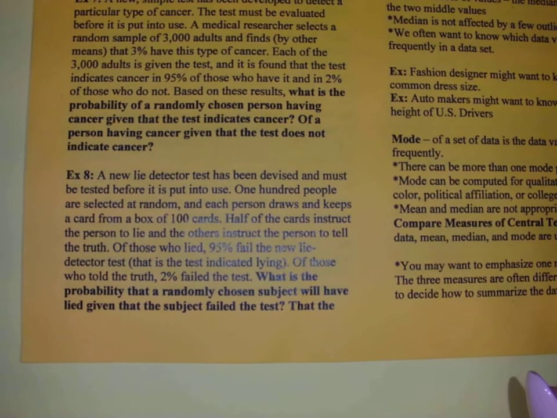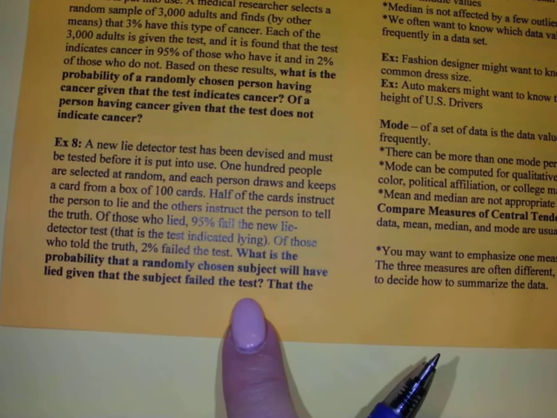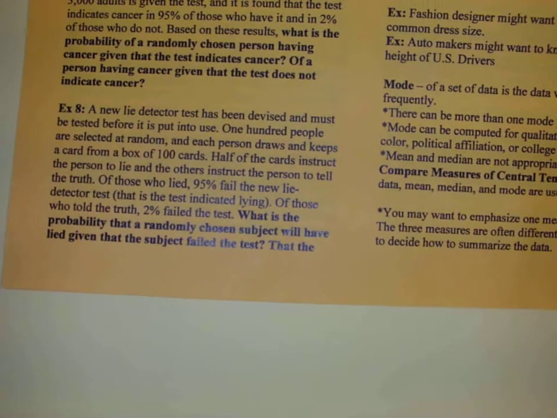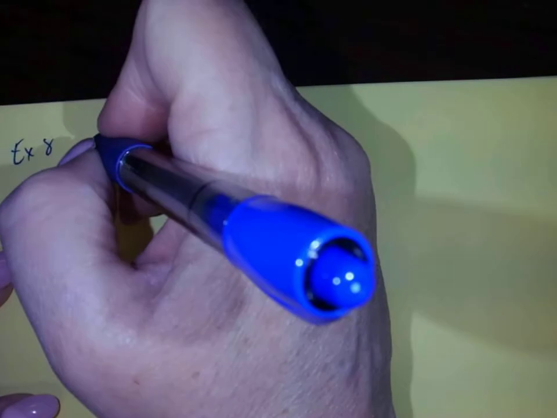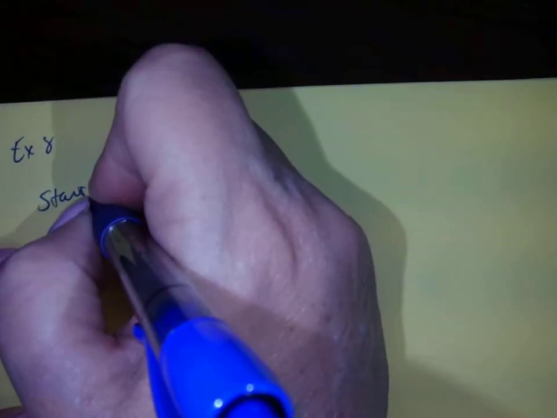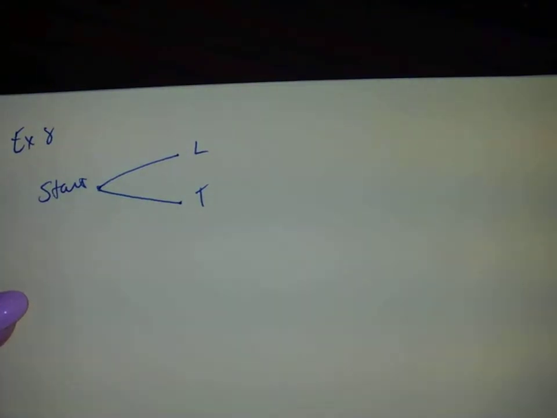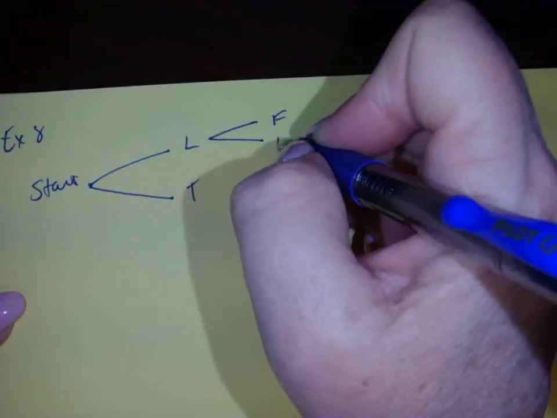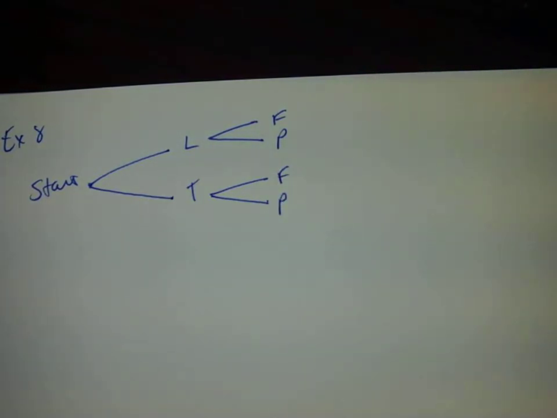What is the probability that a randomly chosen subject will have lied given that the subject failed the test, and then that the subject will not have lied given that the subject failed the test? All right, so we're starting another diagram. So we're starting again, and we have lying and the truth. And then we either fail or we pass, and we fail or we pass.